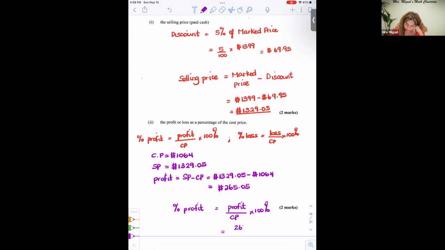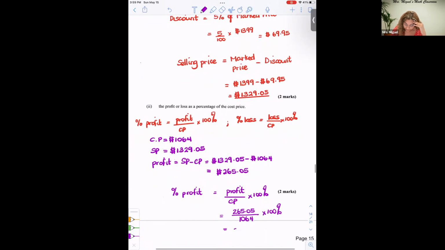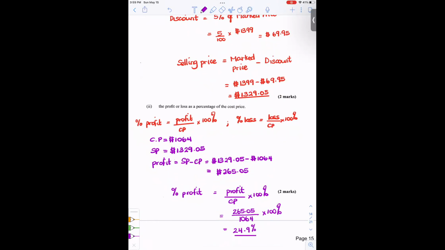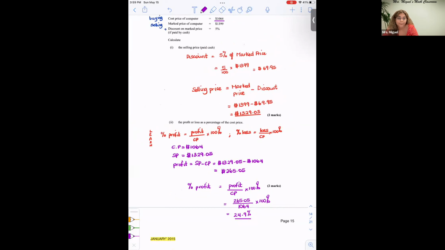So 265.05 divided by 1,064. And the profit percentage or the loss percentage is always over the cost price. It is never over the selling price. The answer here is 24.9%. Did you all get it? Yeah, miss. Is anyone still writing? We're almost there to the end, right? So have a little patience, about 10 minutes again, and we will finish.